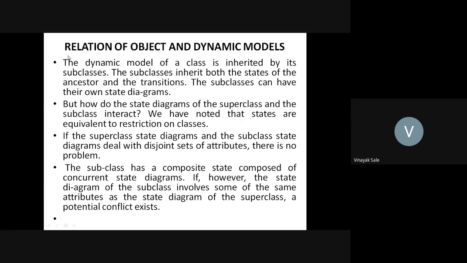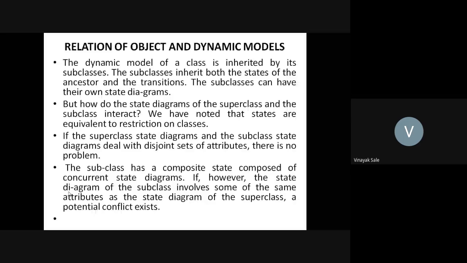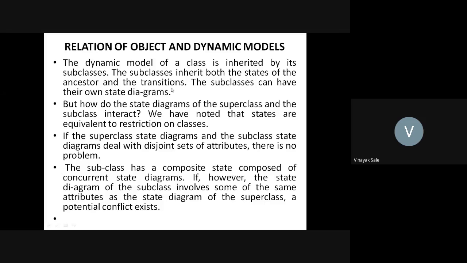In the previous slide we have seen the object model. In this slide we will see the relations regarding the dynamic model. The dynamic model of a class is inherited by its subclasses. The subclasses inherit both the states of the ancestor and the transitions. The subclasses can have their own state diagrams, but how do the state diagrams of the superclass and the subclass interact?